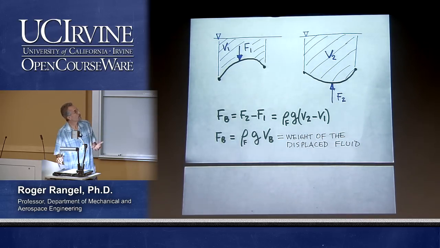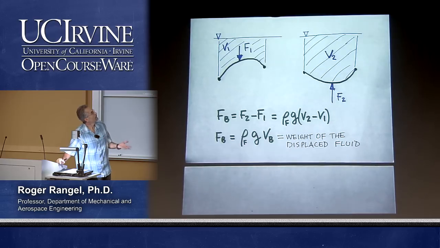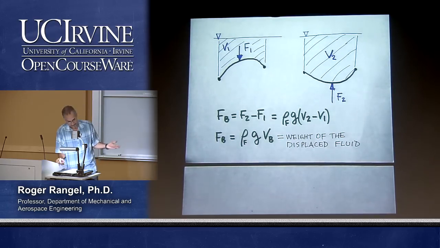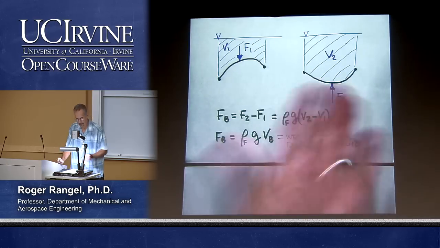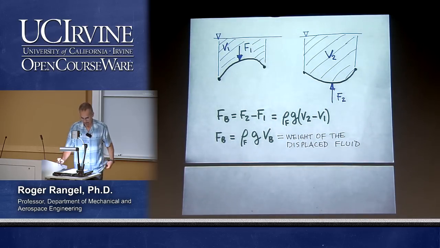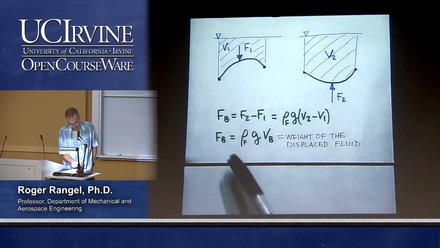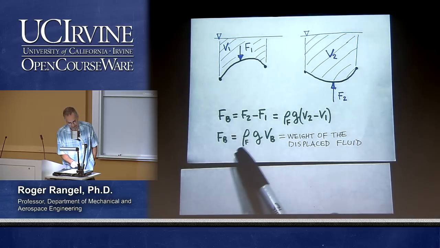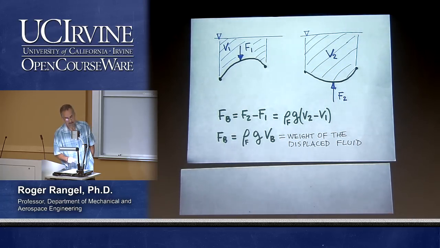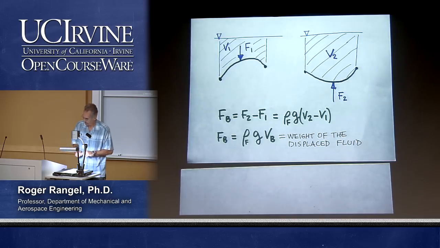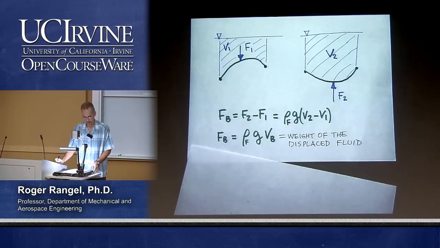Again, if you want to do a force balance to see whether this object will rise or will sink, then the other force that you need to include is the weight of the body. And of course, the weight of the body will be an expression very similar to this one, except that it will be the density of the object, the density of the body. So it's really the difference in densities that will determine whether the body rises or sinks.